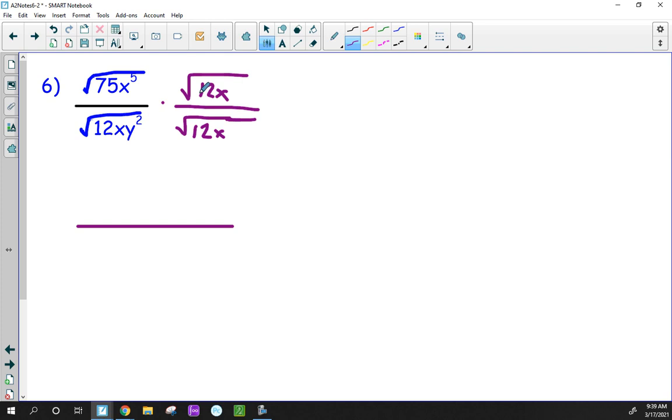Alright, so now that I've thought about how I'm going to rationalize, I'm going to multiply my radicands together. So I'm going to do top times top. It's going to be the square root of 75 times 12. 75 times 12 is 900, so I'm going to put that on top.